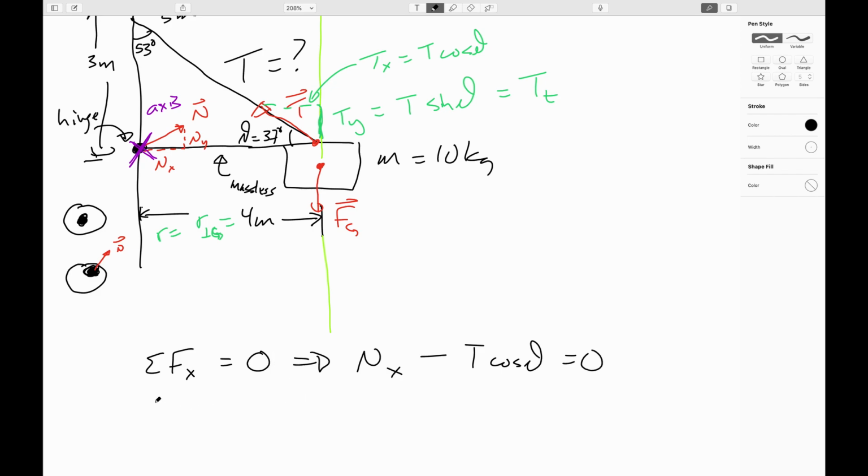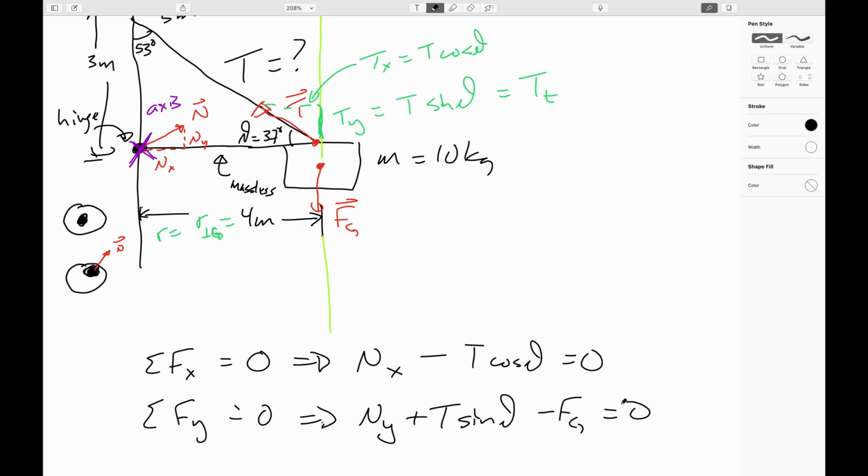All right. Sum of Fy equals 0. What's this going to give us? We have Ny, the normal force acting up, potentially. We've also got a y component of tension acting up, so this would be plus T sine theta. Then we have gravity, Fg, acting down. That equals 0.